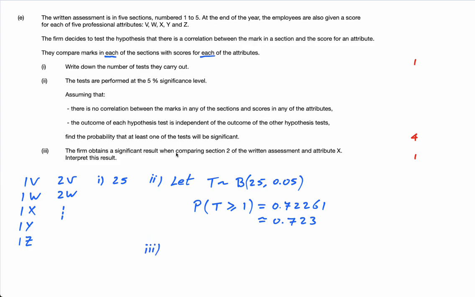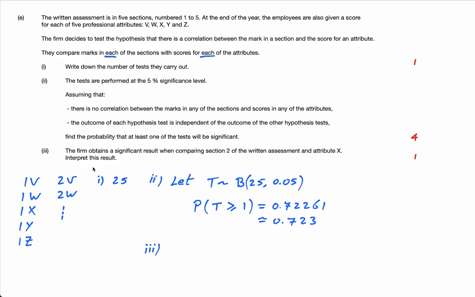And then finally, and this is what I mean by the point of this whole question, he says, the firm obtains a significant result when comparing section 2 of the written assessment and attribute X. Interpret this result. So imagine they run all these tests and none of them are significant, but here they go, actually, it appears in section 2 and attribute X, we have this correlation. This seems like a really significant result, these two are related, but really, that's probably not the case. It just so happens that they did so many tests, they were probably going to get one significant result.